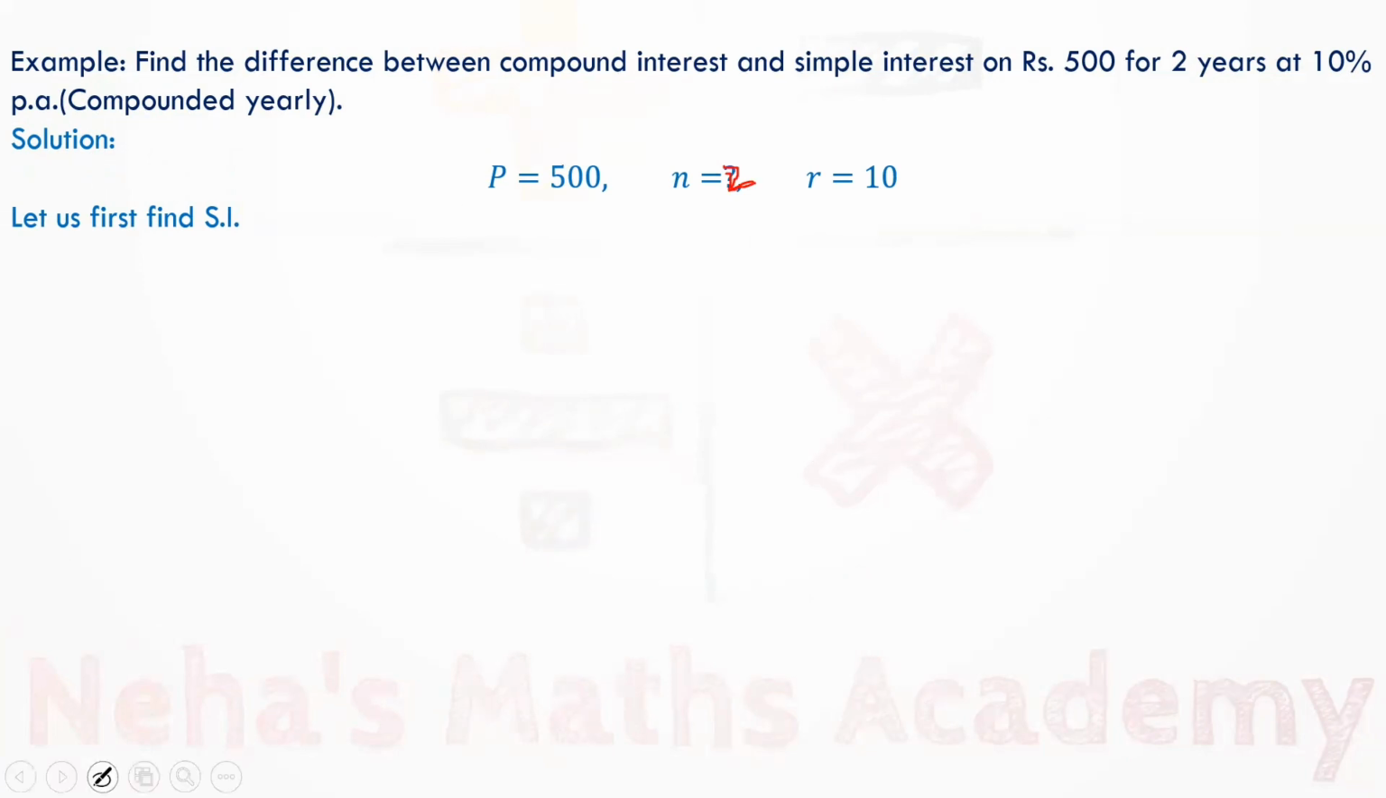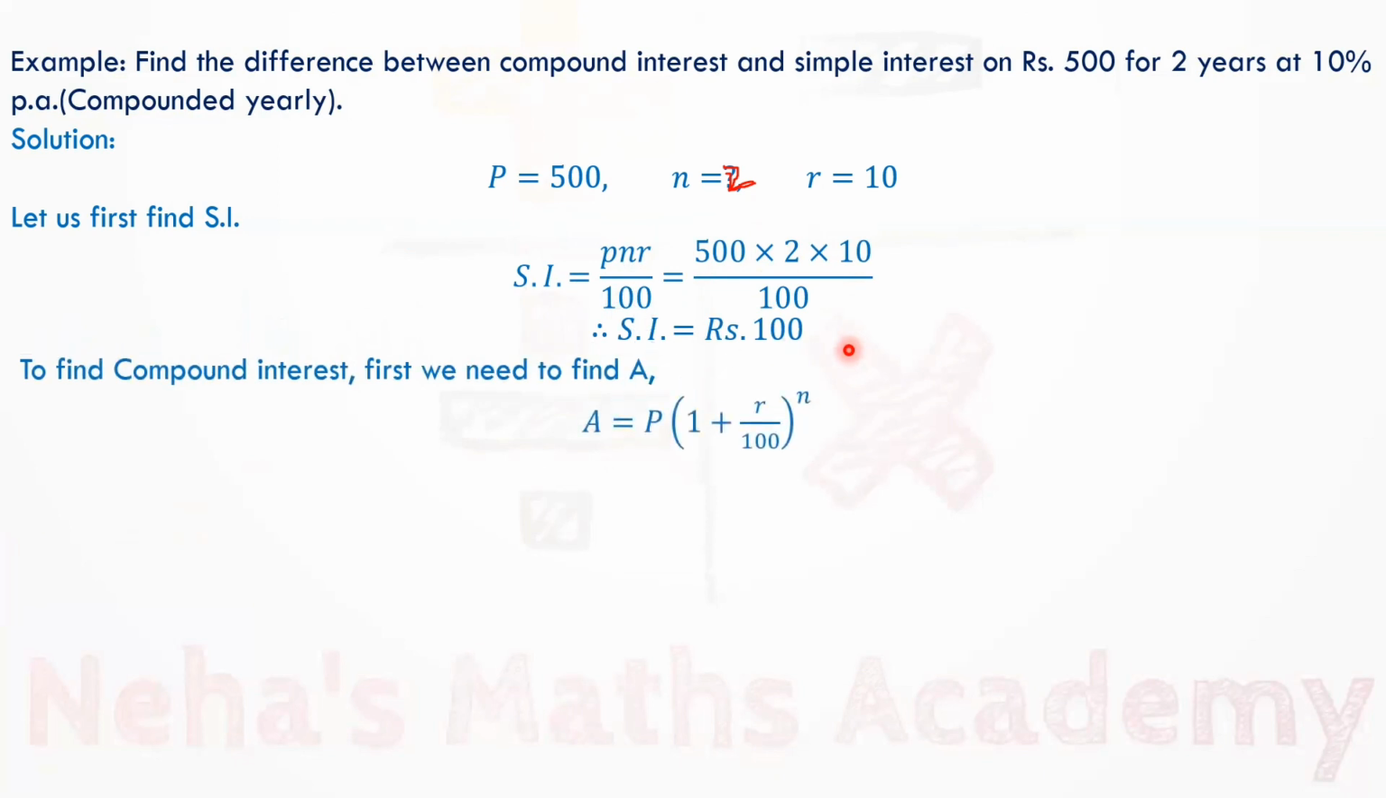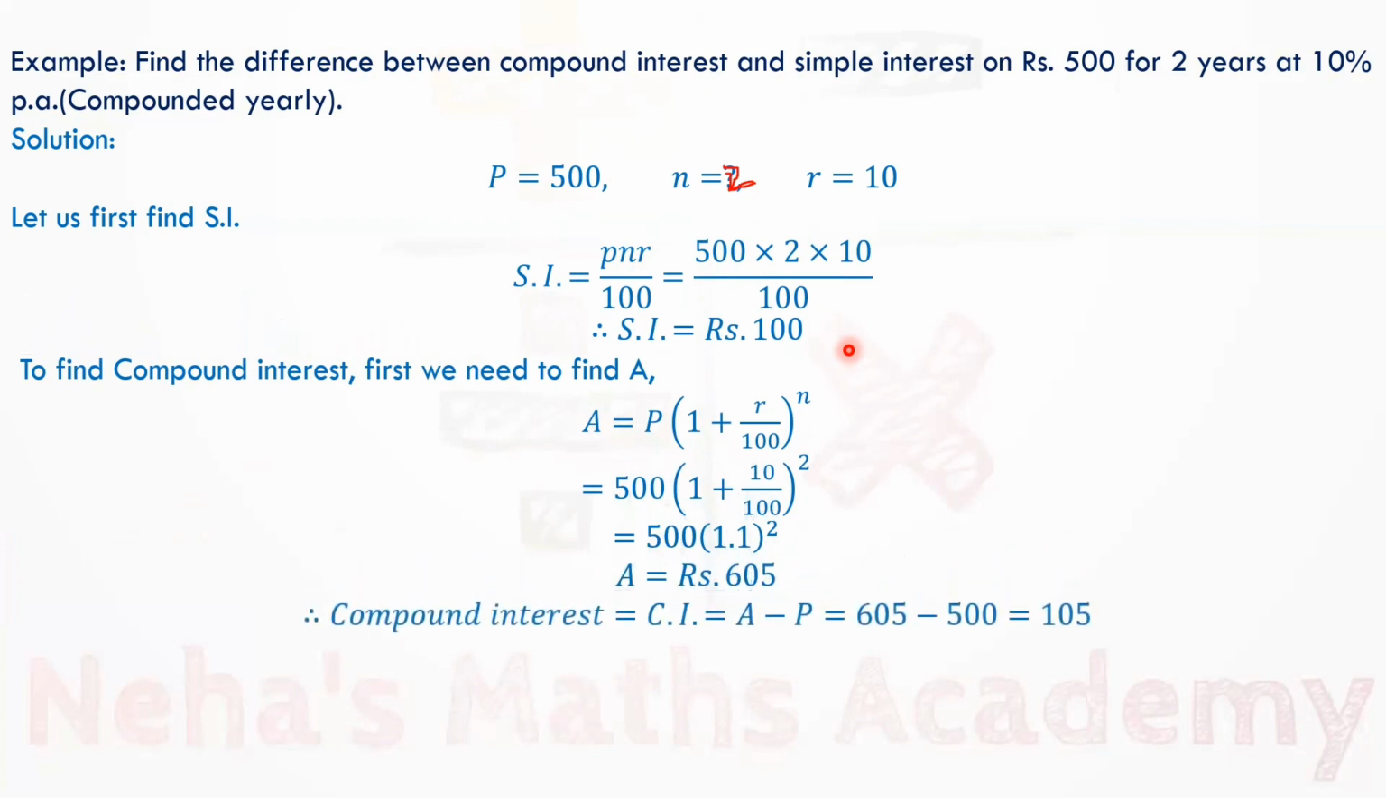Let us first find simple interest. Simple interest is PNR upon 100. Just substitute all the values. We will get simple interest as rupees 100. To find compound interest, first we need to find the amount. So the formula for amount is P into (1 plus R upon 100) raised to N. By substituting all the values, we get A is equal to rupees 605. Therefore, compound interest is A minus P, 605 minus 500, that is 105. So the difference between compound interest and simple interest is 105 minus 100, that is equal to rupees 5.